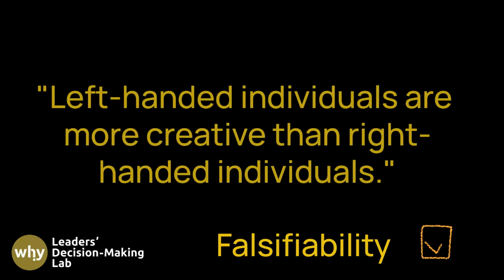For example, a theory states left-handed individuals are more creative than right-handed individuals. This is a falsifiable statement because it can be tested by comparing the creativity levels of left-handed individuals and right-handed individuals through different creativity evaluations. If we find that right-handed individuals score equally or higher on creativity measures than left-handed individuals, it would falsify the statement that left-handed individuals are more creative than right-handed individuals.